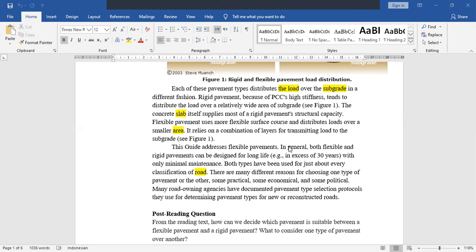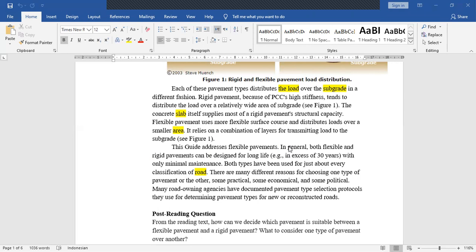In general, both flexible and rigid pavements can be designed for long life, for example in excess of 30 years, with only minimal maintenance. Both types have been used for just about every classification of road.